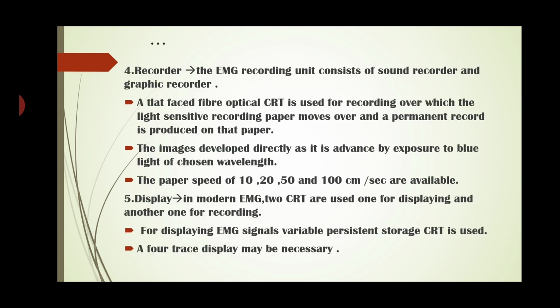In recorders, the EMG recording unit consists of a sound recorder and a graphic recorder. A flat-faced fiber optic CRT is used for recording, over which the light-sensitive recording paper moves. A permanent record is produced on the paper. The image is developed directly as it is advanced, by exposure to blue light of chosen wavelength. Paper speeds of 10, 20, 50 and 100 centimeters per second are available.